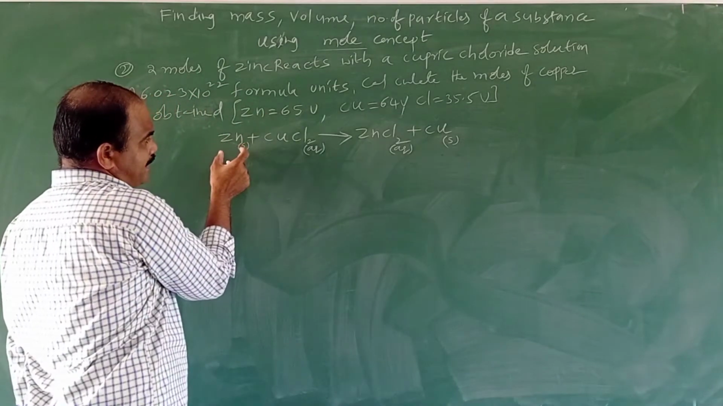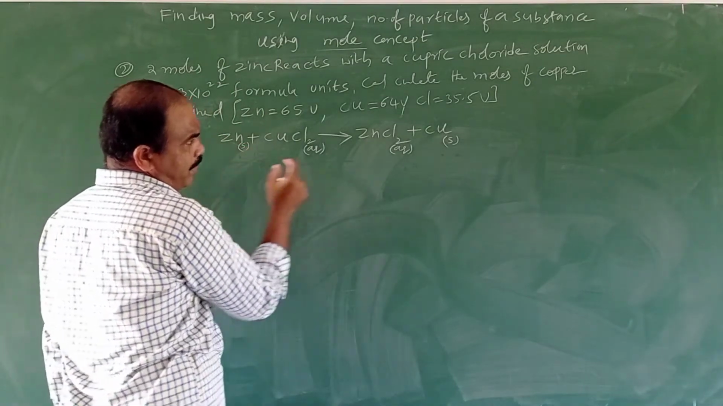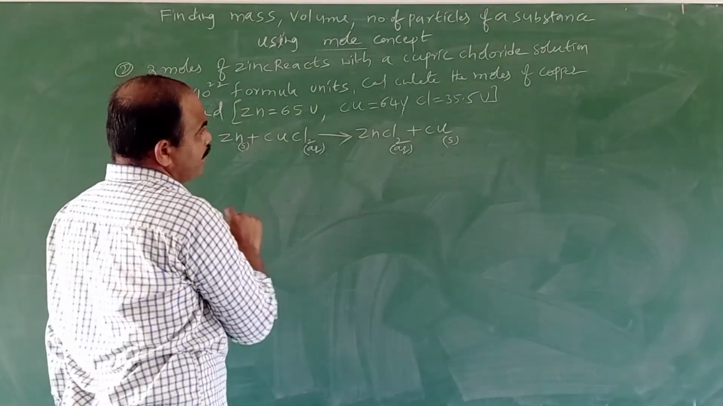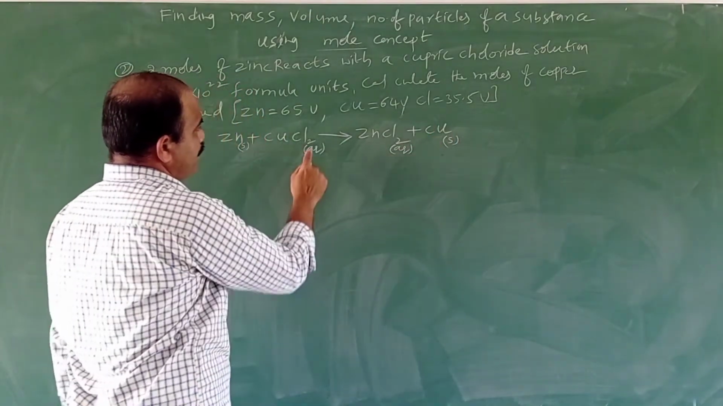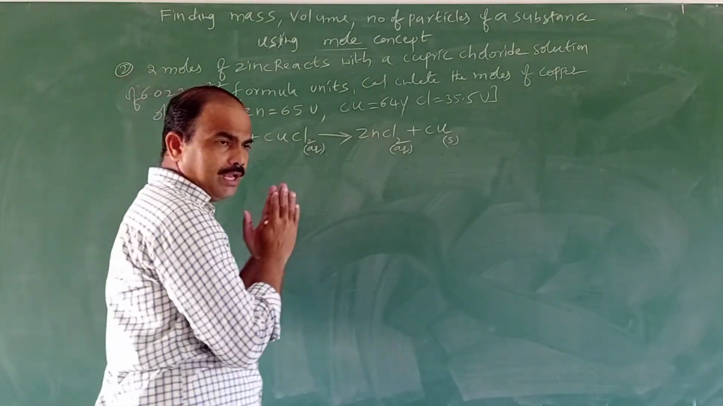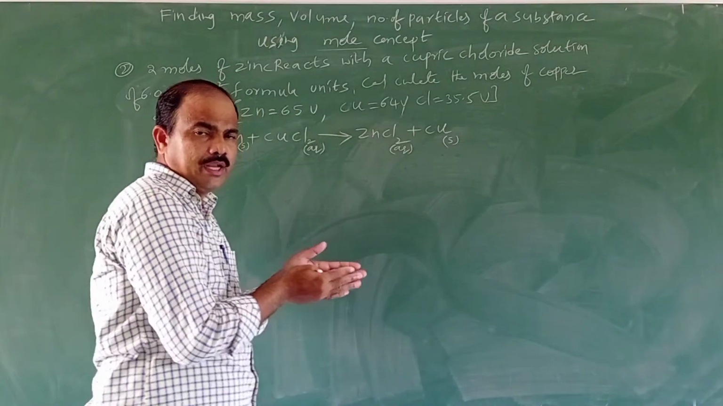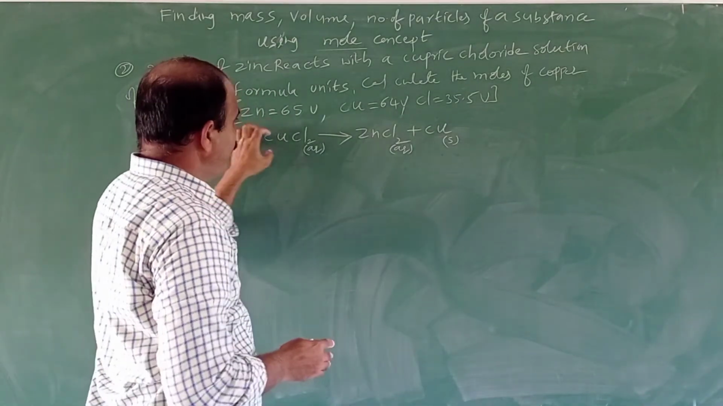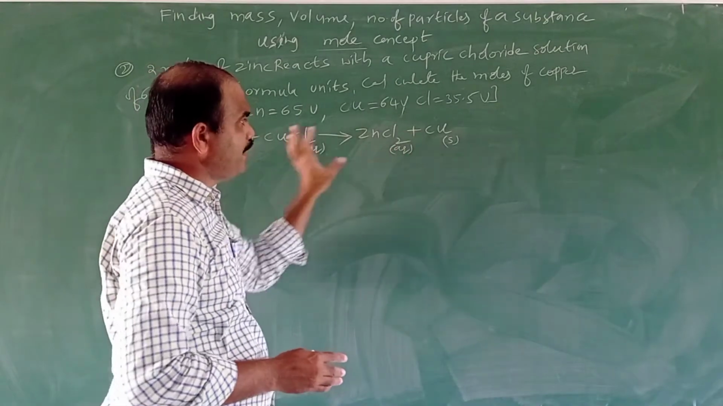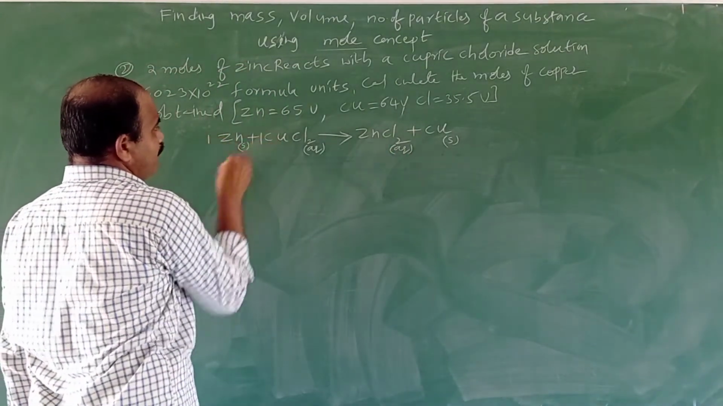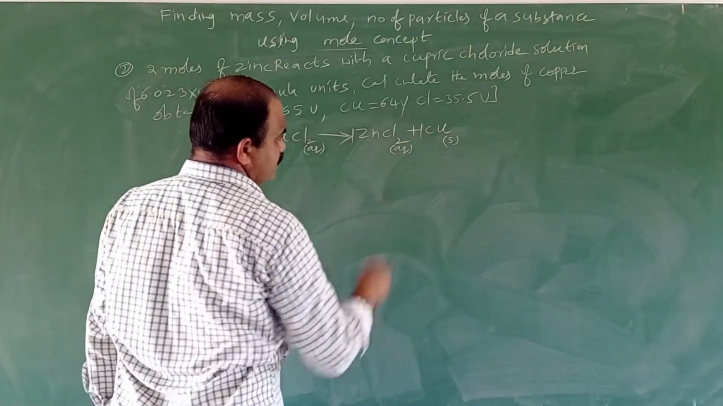On the reactant side, one zinc atom. On the product side also one zinc. And next one copper atom, here is also one copper atom. Here two chlorine, here two chlorine. Okay, it is balanced. After balancing the chemical equation, next you have to check the coefficients of the reactants and products. So here one, here also one, here also 1 and here also 1.